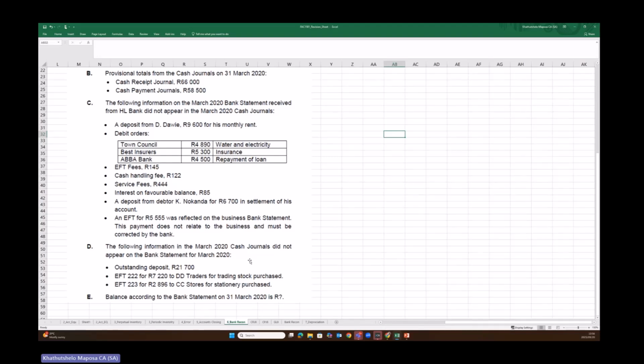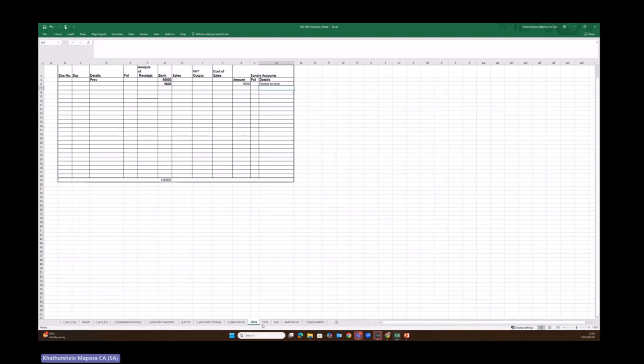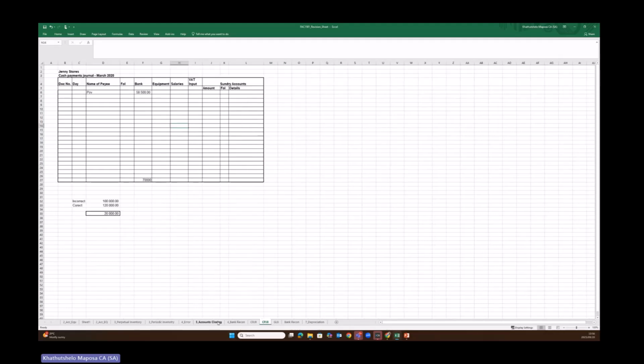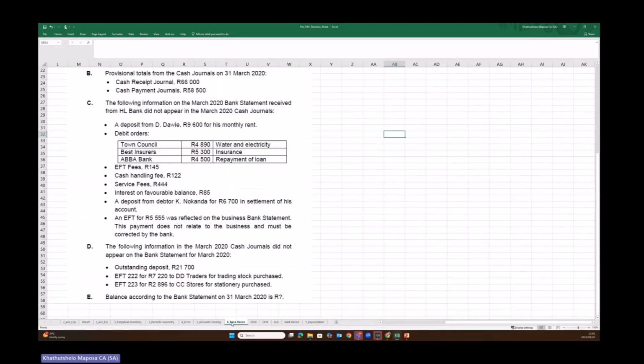So in the cash receipts journal, we are going to have that 85 rands for the interest. Oh, okay, thank you, sir. Yeah. But if it was saying unfavorable balance, it was going to go to the cash payment journal, because it will be us paying the interest, and then it goes to the cash payment journal. Thank you so much for that.